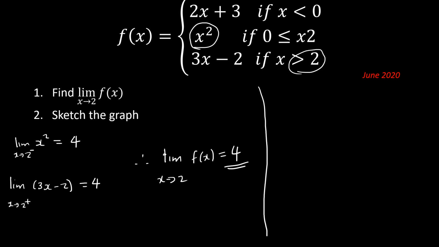Then the next question, they want you to sketch the graph. So we have 3 graphs. We have a straight line, a parabola, and a straight line. We have 0 and 2 as our points. So draw like this. We have 0 and 2.